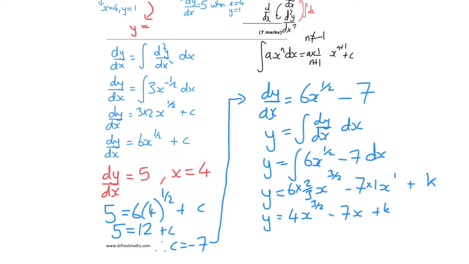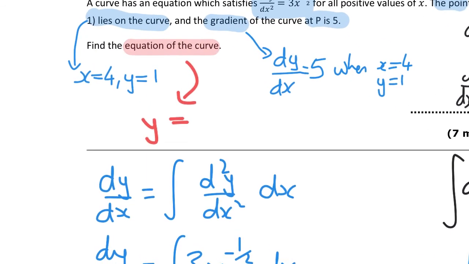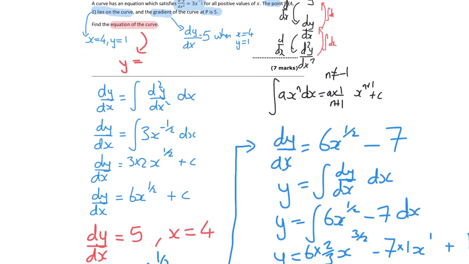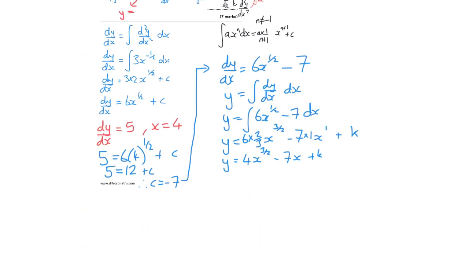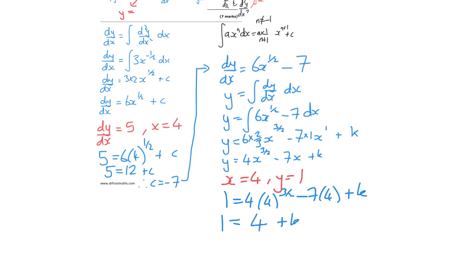But if I look back up my key knowledge from the question, I know that x equals 4 and y equals 1 at the same time. So if I use that information, x equals 4 and y equals 1, I get 1 equals 4 times 4 to the 3 halves. Take away 7 times 4 plus my constant k. So if I work that out, let's just type in my calculator for speed. I get 1 equals, the whole expression turns into 4 plus my k.